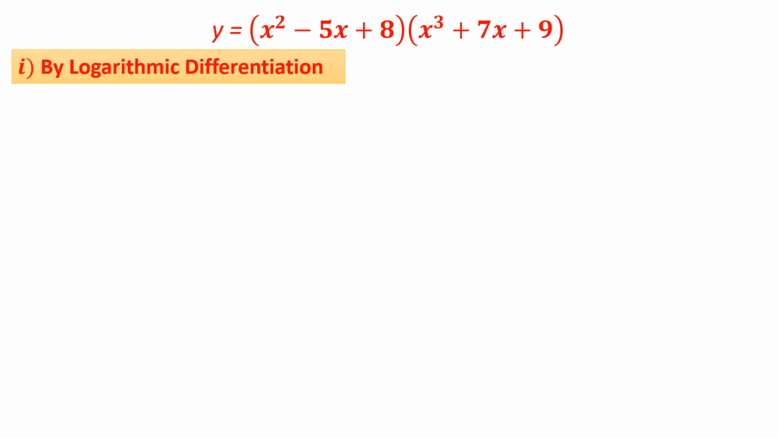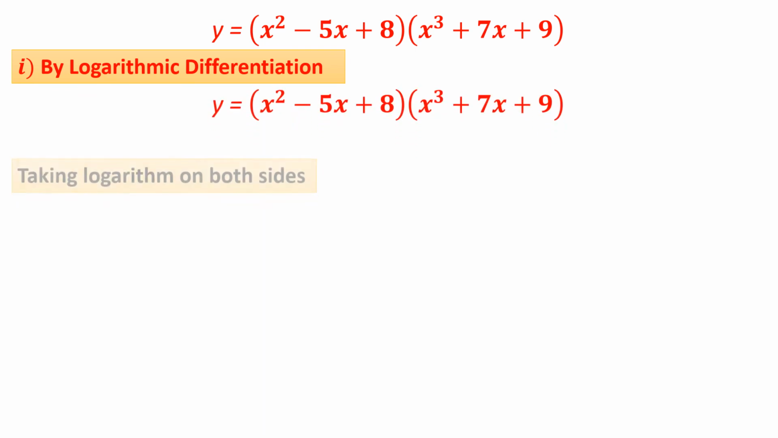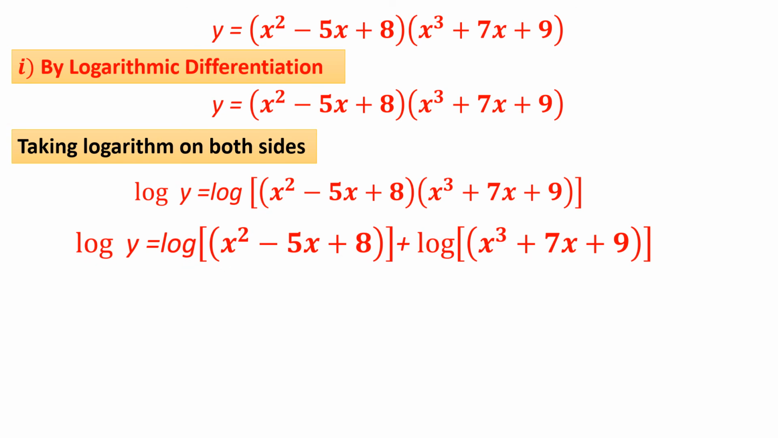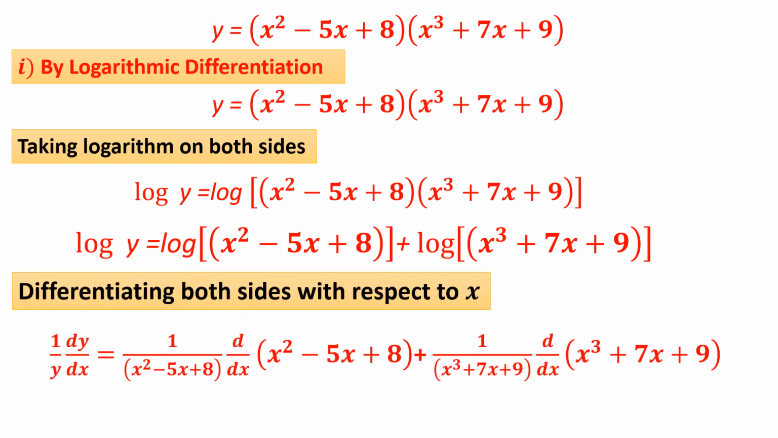We will go to the third method mentioned, logarithmic differentiation. We have to take logarithm on both sides, log of the first plus log of the second. How to do the differentiation? It will be 1 by y into dy by dx, log of something for chain rule, 1 by that into dy dx of that x square minus 5x plus 8 plus 1 upon x cube plus 7x plus 8 into differentiation of x cube plus 7x plus 9.